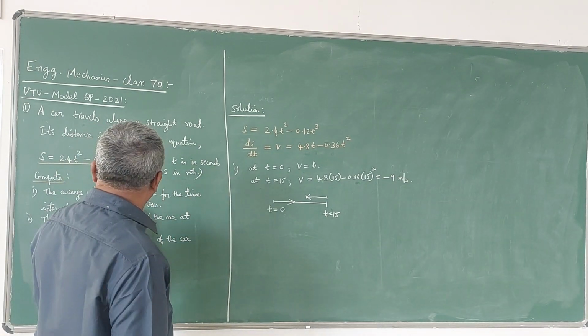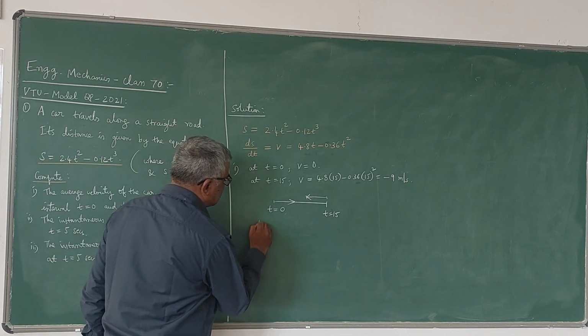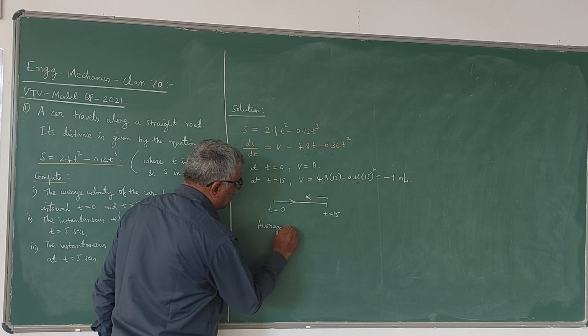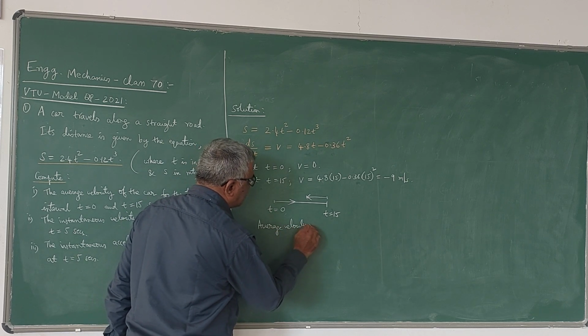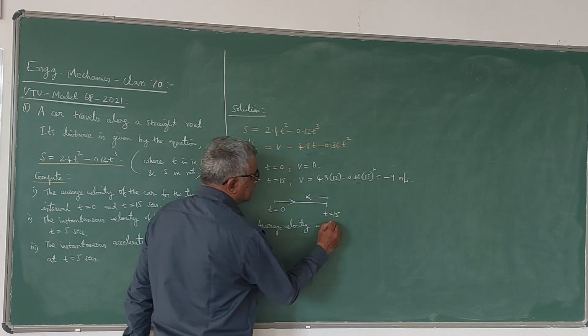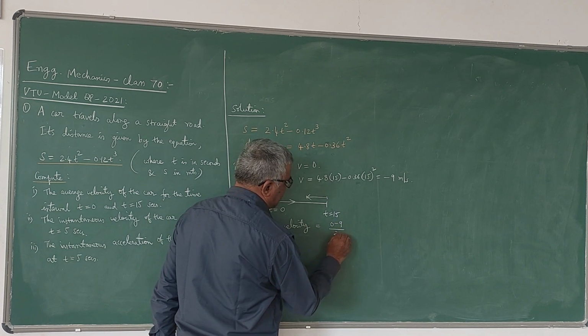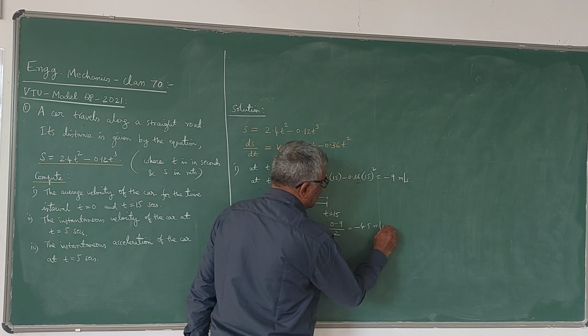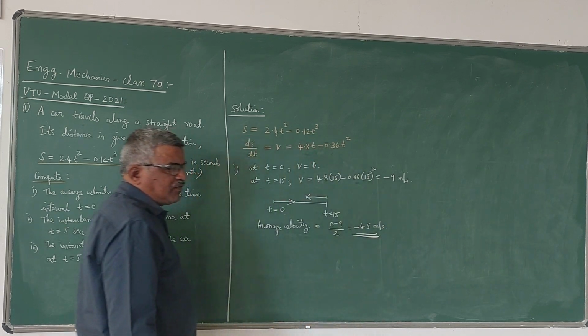He has asked about the average velocity between these two time intervals. So average velocity is equal to the average of these two, which is 0 minus 9 divided by 2, which you are going to get minus 4.5 meters per second. So this is the first answer.